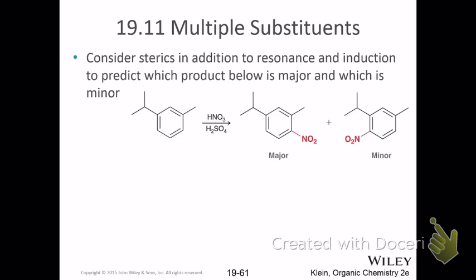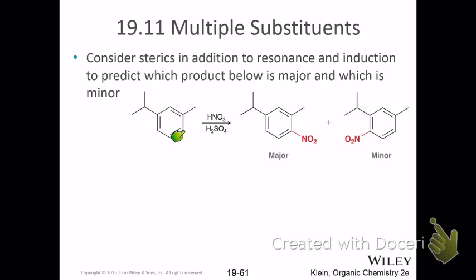So now what we have is ortho-para directors, right? They're meta to each other. There's one product that's missing here. Sorry, I should say it like this. The minor is the one with the nitro group on the left. The major is the one with the nitro group on the right. Why is that again? Away from the large substituent.